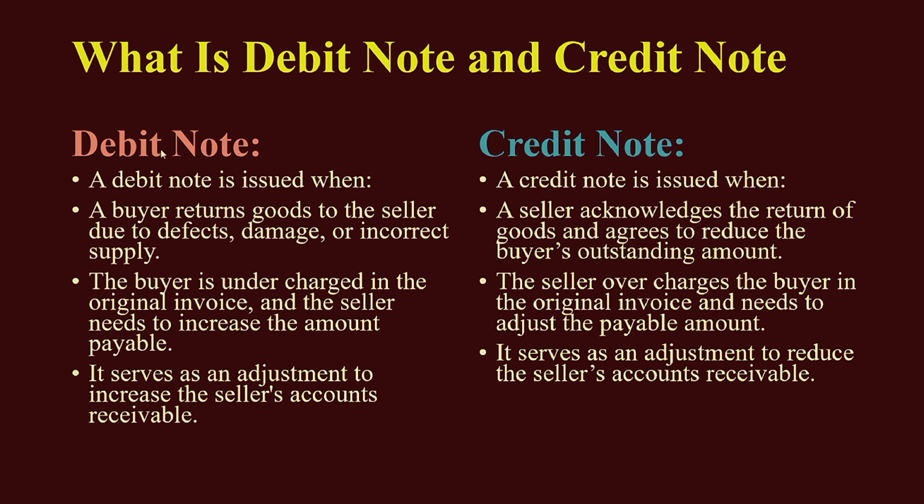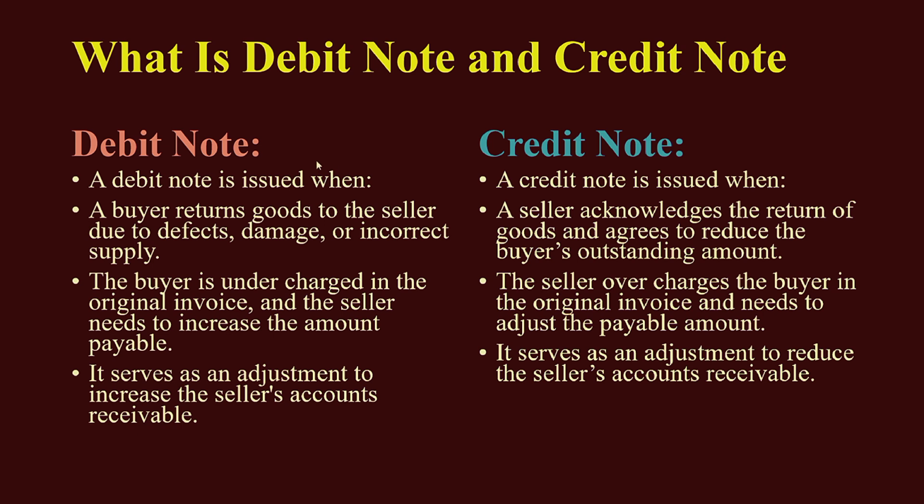In the debit note, the buyer is undercharged in the original invoice and the seller needs to increase the amount payable. While in case of credit note, the seller overcharges the buyer in the original invoice and needs to adjust the payable amount.